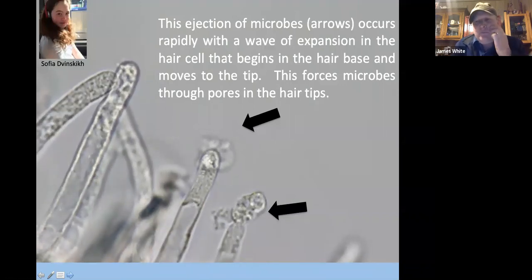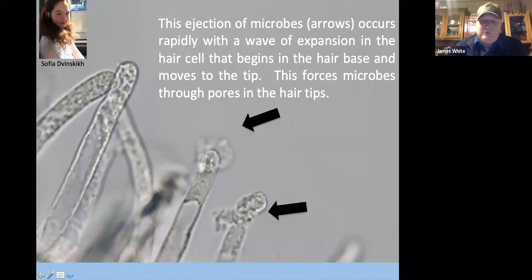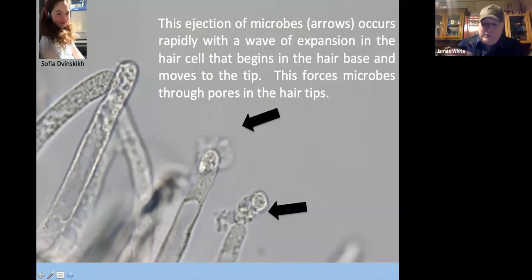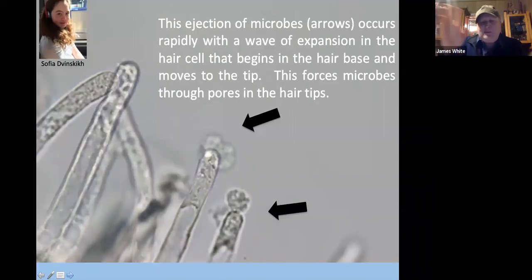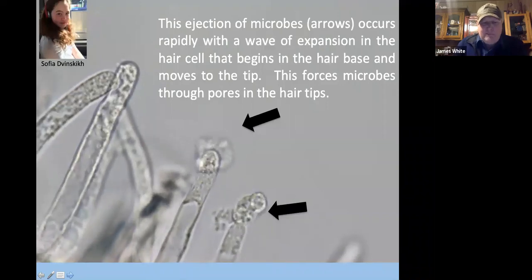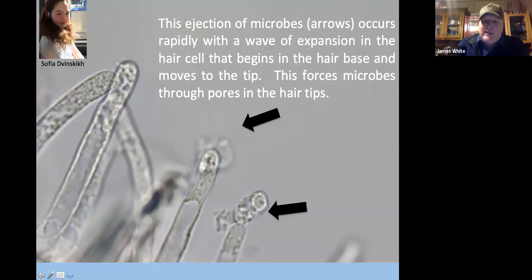We do know that we can put more potassium in the medium that these plants or seedlings are growing in, and especially with a little bit of nitrogen added, they will then eject microbes faster. But we don't know what it is that triggers the ejection. We know it's periodic ejection.